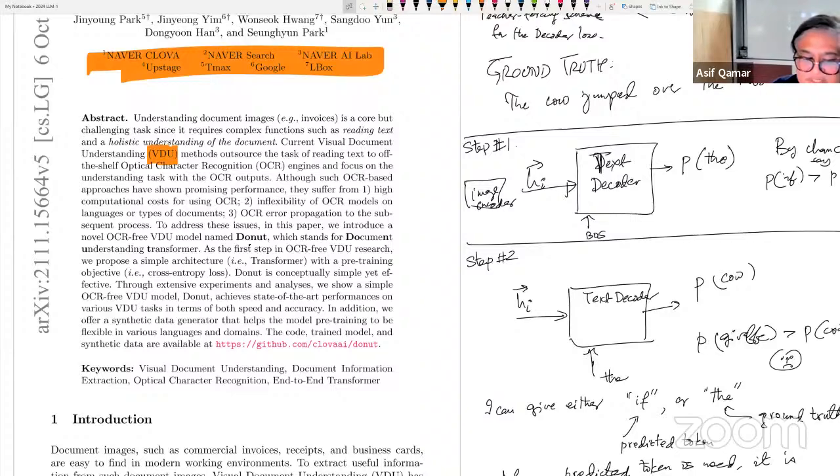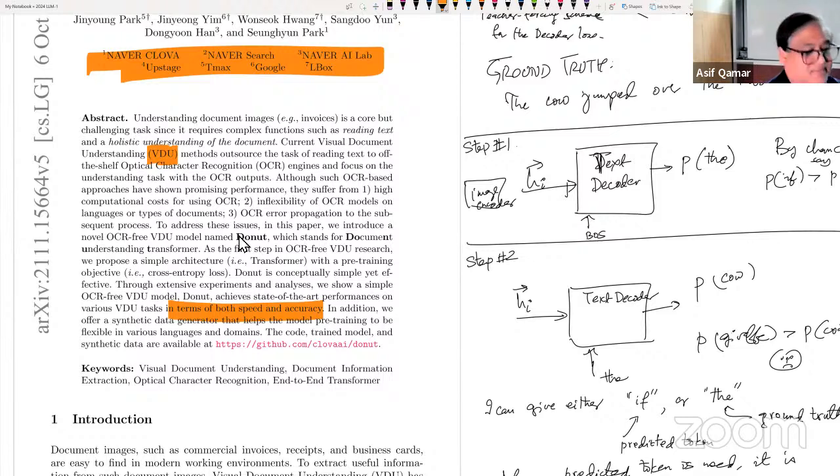Donut is conceptually simple, yet effective. That's a crucial word, guys. When you see the architecture of Donut, coming from multimodal learning, you'll find it to be dead obvious. Like all great breakthroughs, it is very simple to understand, but only in hindsight. Donut achieves state-of-the-art performance on various visual document tasks in terms of both speed and accuracy. And this part is important: not only does it beat the others in accuracy, but even in speed. In addition, we offer a synthetic data generator that they call SynthDoG. We'll talk about that.